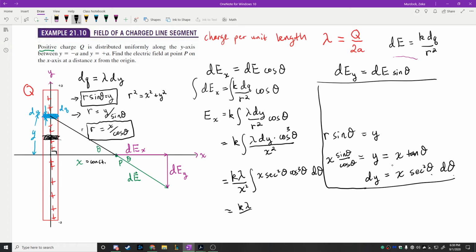I'm going to do x over x squared. We're going to just do 1 over x right here. What do we have left? It's literally just cosine theta now, right? It's just cos theta d theta. That's all that's left, right? So that's actually a really simple integral.